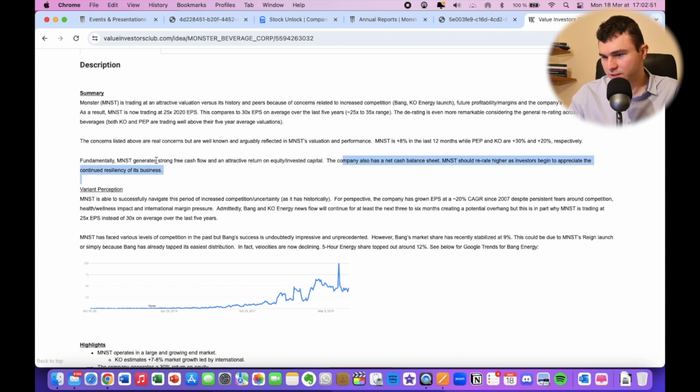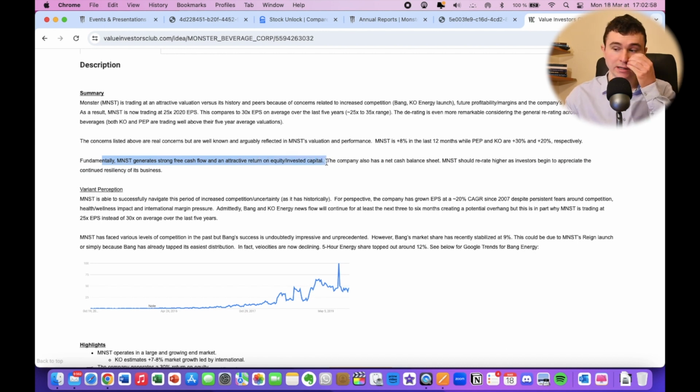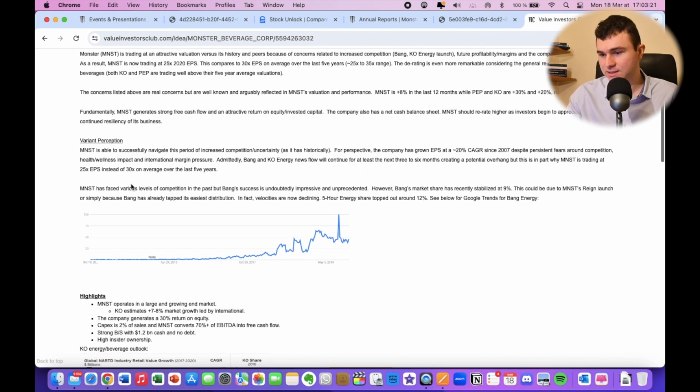And here is the pitch. Fundamentally, Monster Beverage generates strong free cash flow and attractive return on equity invested capital. I agree with that, with what we've seen before. The company also has a net cash balance, so no debt and a lot of cash. Well, a lot of cash, that's 3 billion out of 60 billion. So not a lot of cash, but it's net cash. Monster should re-rate higher. That means the PE ratio will go back higher as investors begin to appreciate the continued resiliency of its business. I agree.